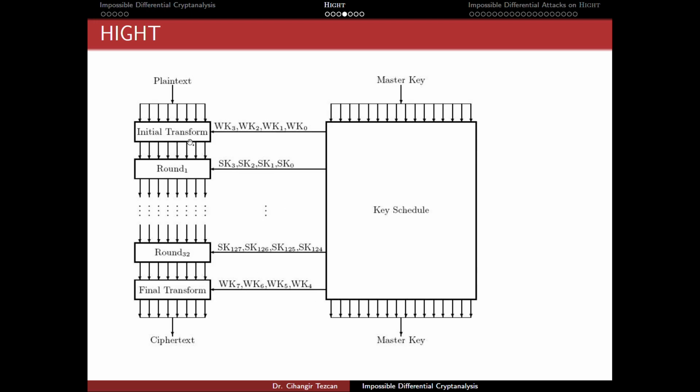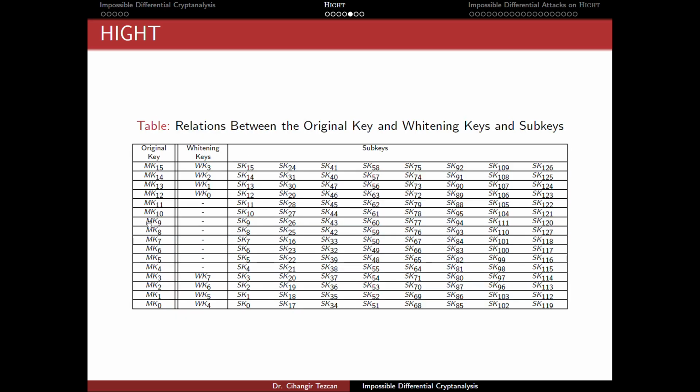So there is an initial transformation, which is just addition of these whitening keys, and there's a final transformation, which is again just addition of these whitening keys. In the attacks that we are going to do, we will be omitting this initial transformation because we were trying to improve the attacks in the literature, and the attacks in the literature didn't use this initial transformation, but we kept the final transformation because it doesn't affect the performance of our attack. As you can see, there are 32 rounds for the cipher.